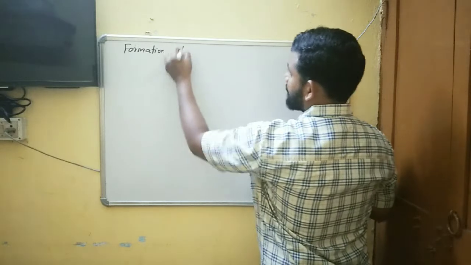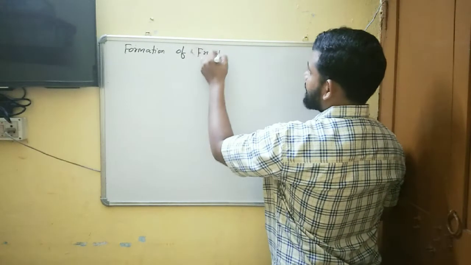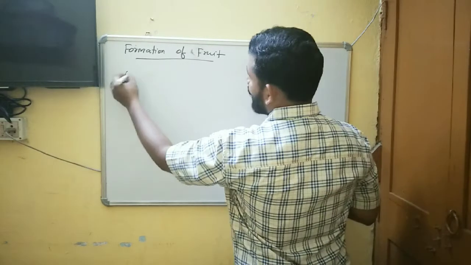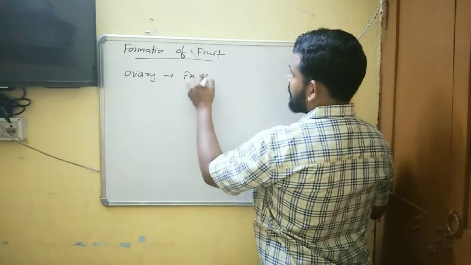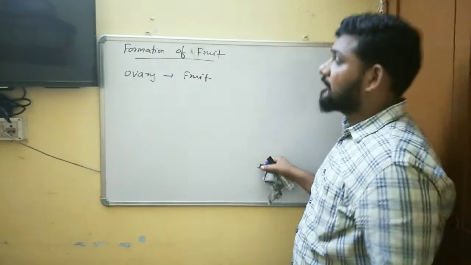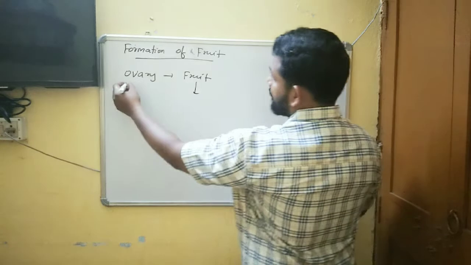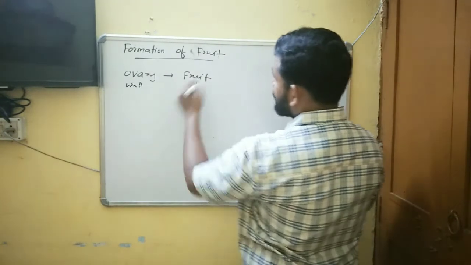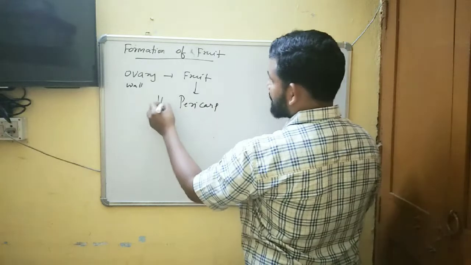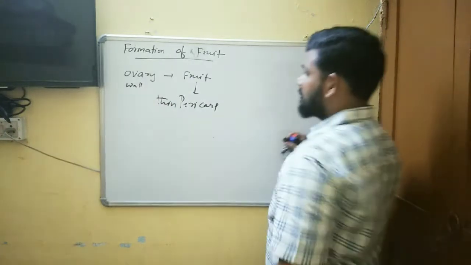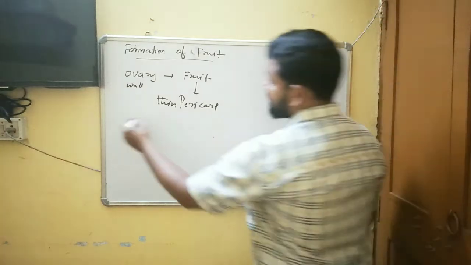Formation of fruit. After fertilization, the ovary is transformed into fruit, or biologically, fruit is also called a ripened ovary. After fertilization, the ovary wall is transformed into the fruit wall, and the fruit wall is called pericarp. This pericarp is very thin. And fruits are of different types.